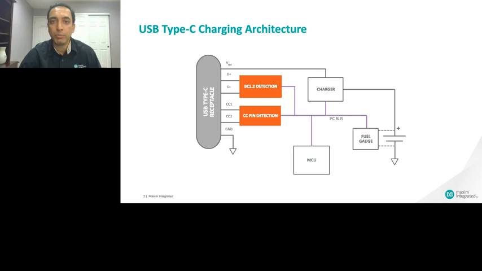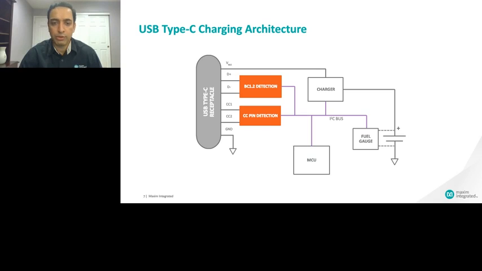Next, we have the BC 1.2 detection block. Now, BC 1.2 stands for Battery Charging 1.2 specification. This is a legacy standard from the USB 2.0 specification, and it was primarily used for charging devices up to 7.5 watts. Why do you need the legacy standard on a USB Type-C architecture?